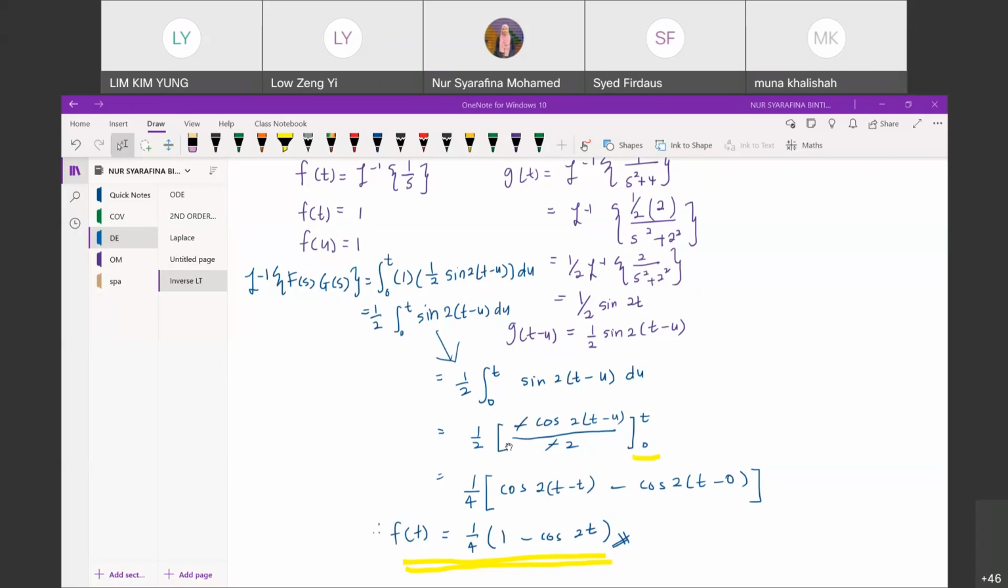Understand or not? Okay, all of you got this? All right. Let's try this example of the convolution theorem.